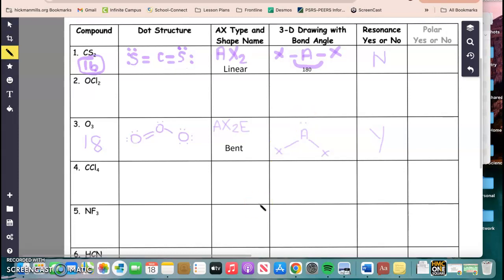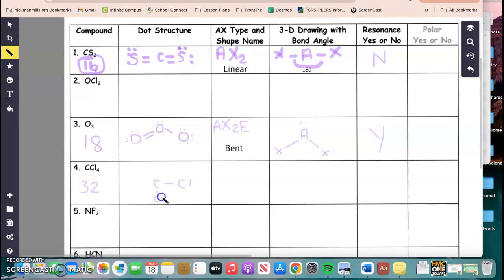All right, we've got a couple more that we're going to do, 3 more to be exact, and then you will do the ones that we don't do on your own, simply because they're going to be one of the 5 that we complete. All right, so we have CCl4. So Cl is 7, and 7 times 4 is 28, and then we have carbon, which is 4, so that is a total of 32.